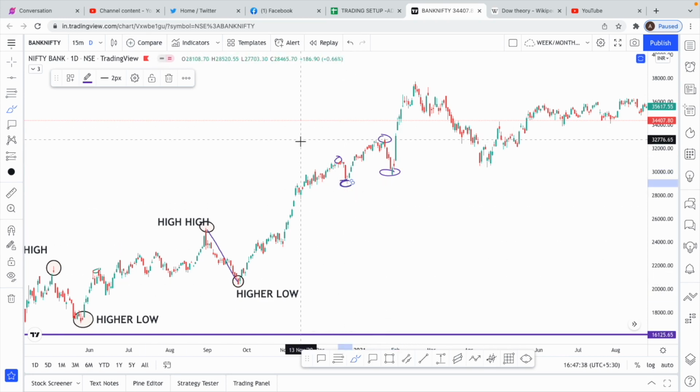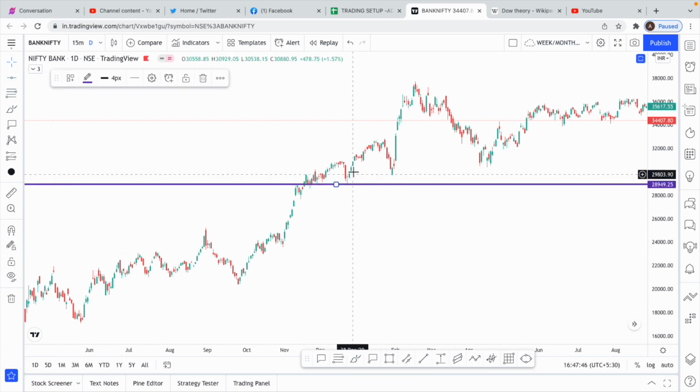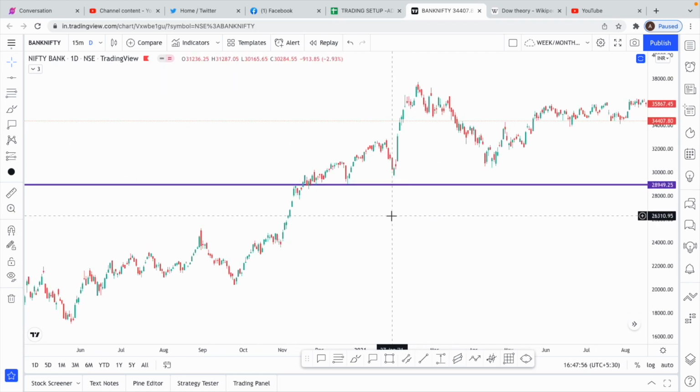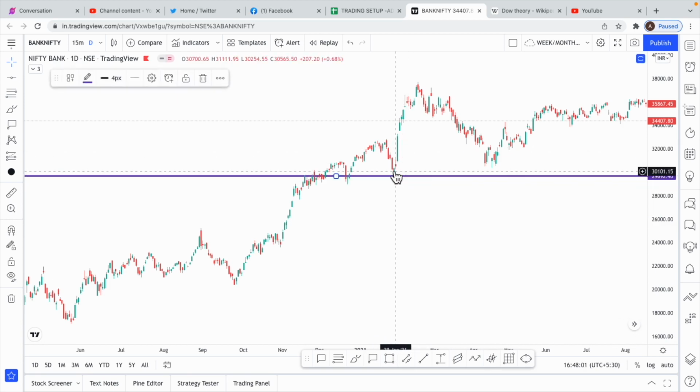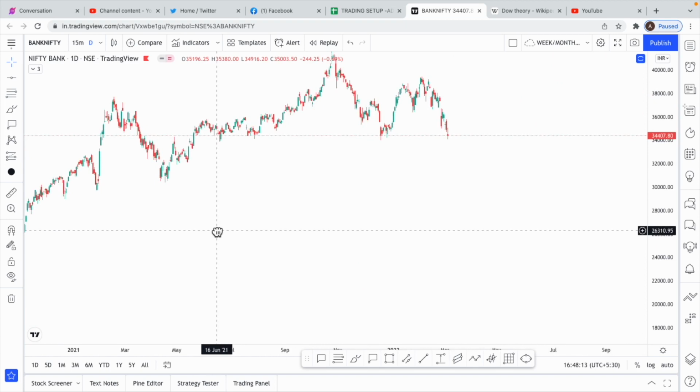Let me just clear everything, remove the drawing, and see, we had made this low. When we made this higher high and came down, if this low had broken, for sure we would have got a confirmation that probably even the budget would be bad, or the market would have crashed. But when this made a higher low, this itself was indicating that we can start going up and make a new higher high from here. So this is how we identify. This example I've shown on a daily chart. This is how we identify an uptrend.